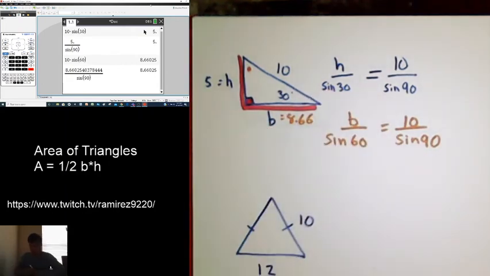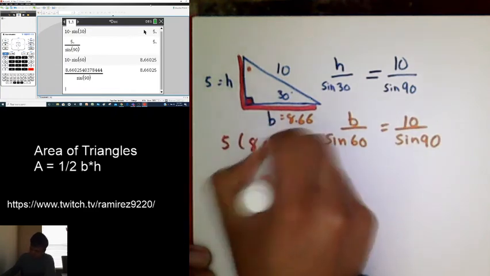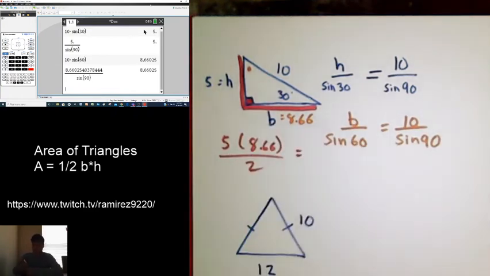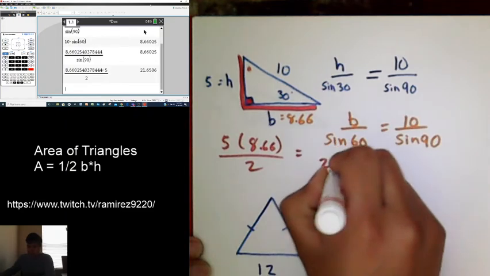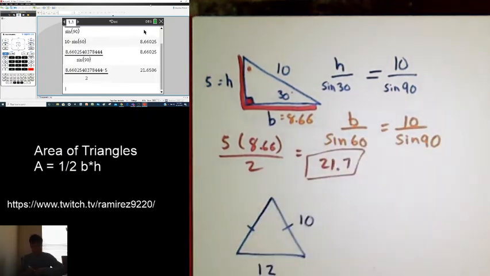Now that I have everything I need, I could find the area. It's just going to be 5 times 8.66 divided by 2. So the area here was 21.65. Again, law of sines: when you know an angle and a side, you can find the rest.